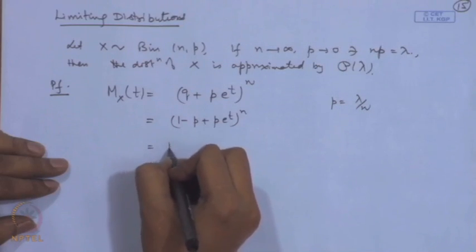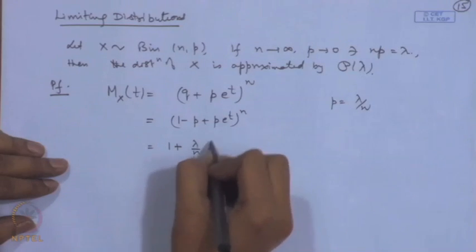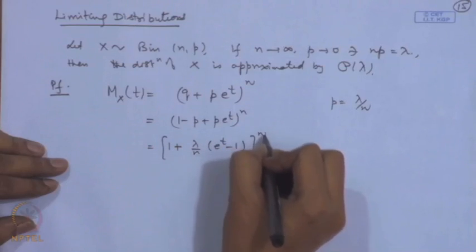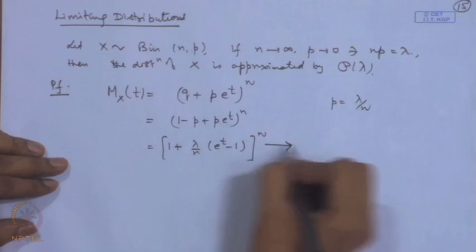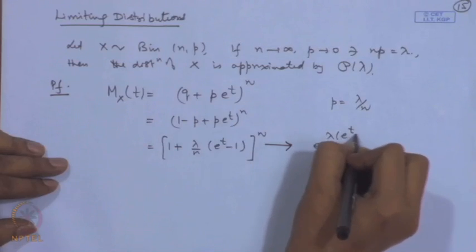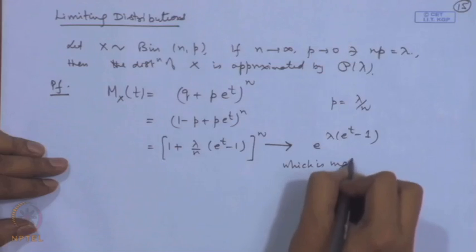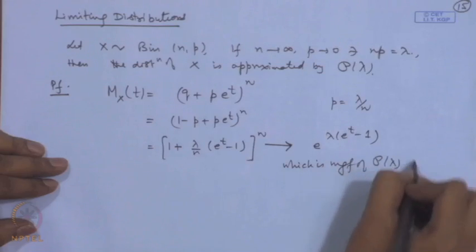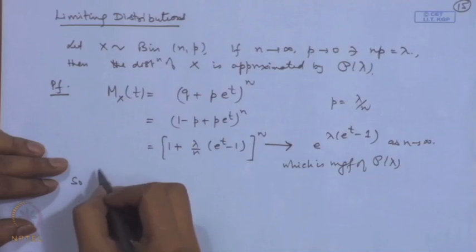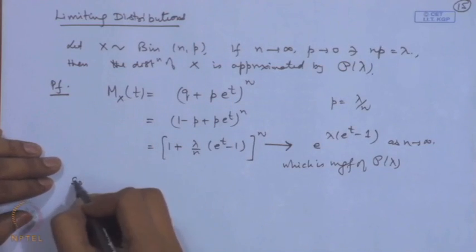So, this becomes (1 plus lambda by n (e to the power t minus 1)) whole to the power n. Here if I take the limit as n tends to infinity, this will go to e to the power lambda (e to the power t minus 1), which is the MGF of the Poisson lambda distribution. This is as n tends to infinity. So, the distribution is approximated by Poisson lambda.